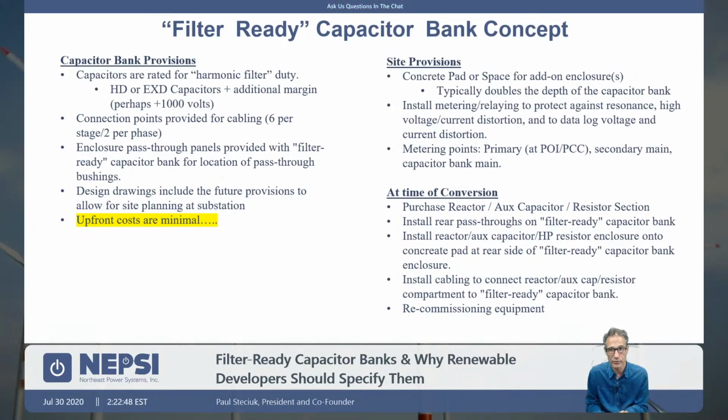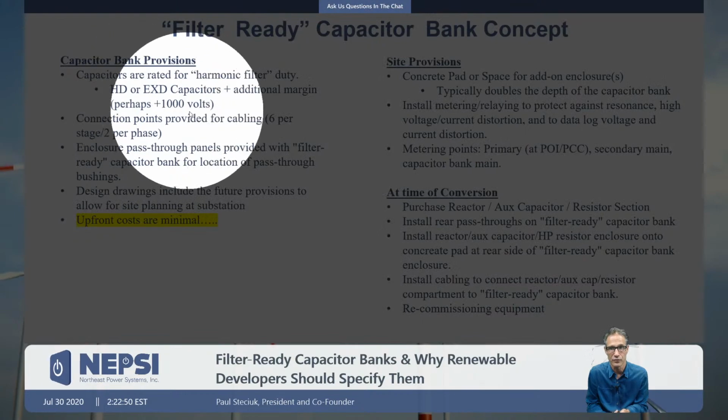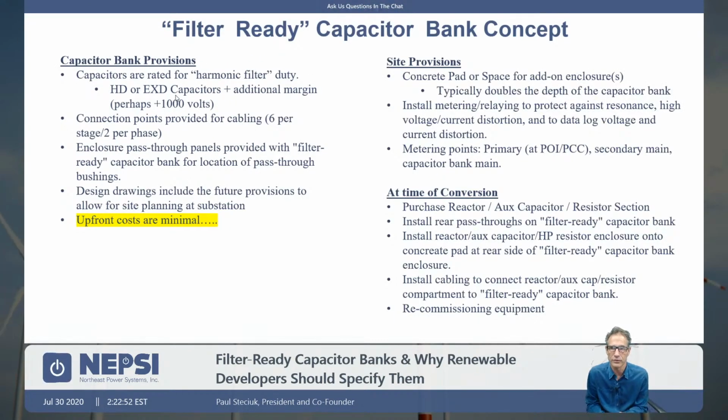But then you perhaps want to add an additional, say, 1,000 volts rating. So you're dealing with a 34.5 kV collector system, line to neutral is 19.9. You would perhaps go with a 20.9 kV rated capacitor and then rated HD. And what that means is that I would be able to take that same capacitor bank and apply it as a harmonic filter. I can add reactors to that capacitor bank and convert it to a harmonic filter. That's the key concept here.